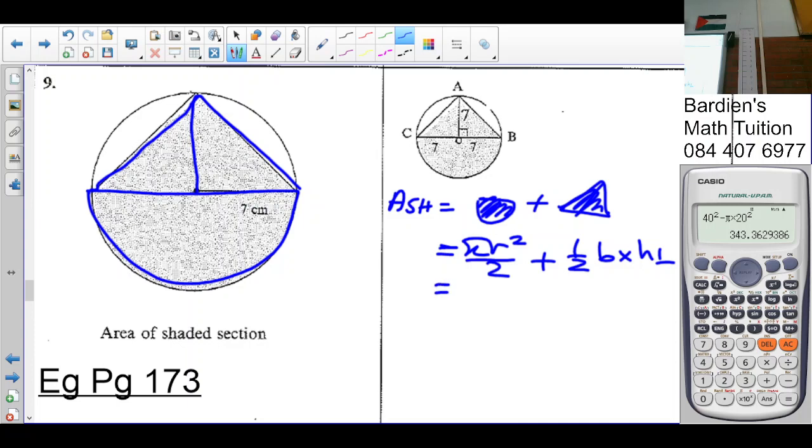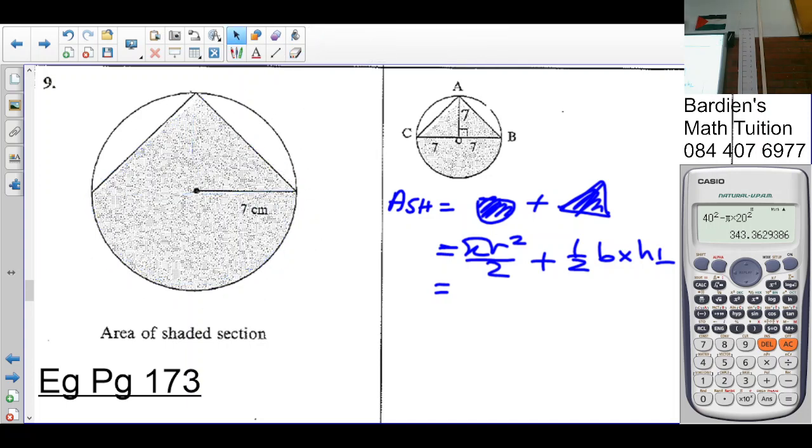So here we are given the radius to be 7. Not so? Now, from center to circumference is your radius, so from there to there is also your radius. So that's your perpendicular height, as you can see in this diagram. Can you see that? Yeah. So it's going to be pi. What's my radius? Seven. So it's going to be 7 squared over 2.